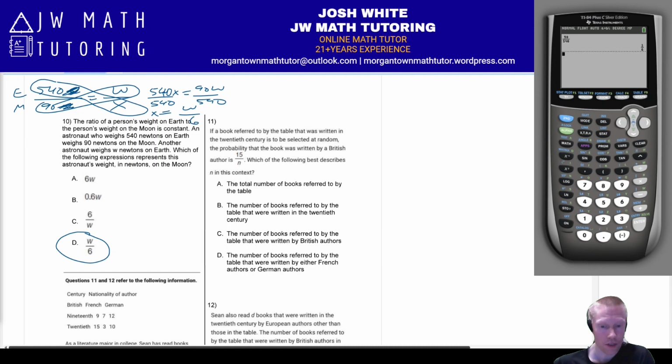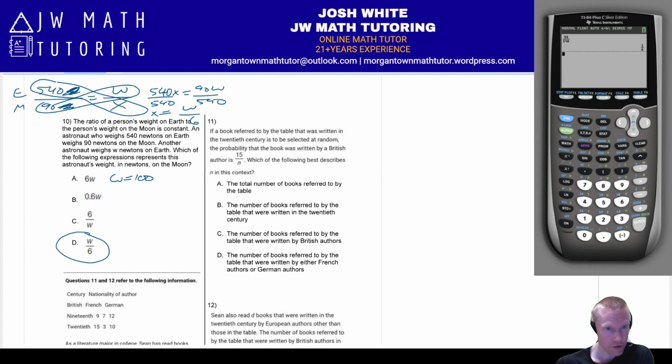Now, an alternate way to do this would be to pick a number for W, and then find out what x would have to be, and then based on that, go ahead and plug the w value into your answers and see which one turns out to be correct. All right, so just as an example, what I did is I chose a value of w, say the weight on Earth is 100. Okay, so then if you basically solve this out, go ahead and solve this proportion.